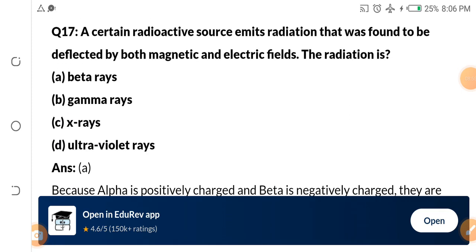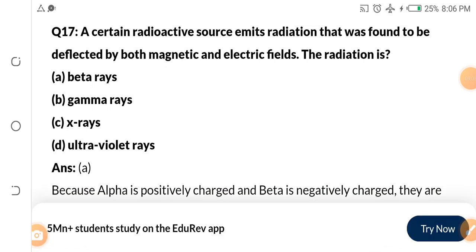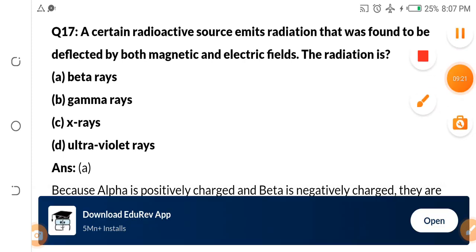Question 17. Anyone you don't understand, you can ask me in the comment section. A certain radioactive source emits radiation that was found to be deflected by both magnetic and electric fields. The radiation is dash. Just read up radioactivity, maybe I've mentioned it.